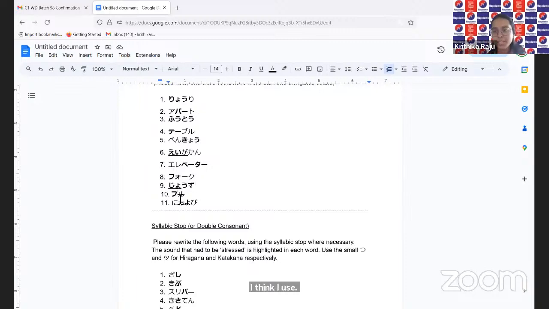The 10th word. What is the 10th word? Puru. What is this kana, the first one? Pu. Fu with a circle on top is pu. So it's pu, which is elongated. Since it's katakana, it's just a dash. Puru. Puru is pool, swimming pool.